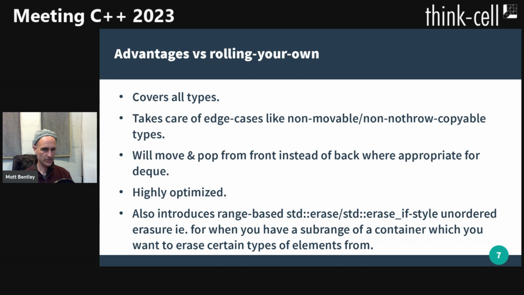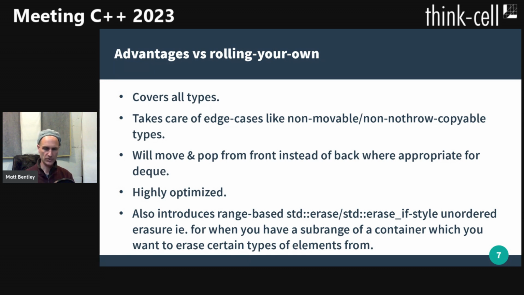So the advantage of using what I've done over rolling your own templates, which is fine, is that it takes care of edge cases like non-movable and non-no-throw copyable types. In those cases, it will allocate a temporary buffer in case there's an exception during the copy process, in which case it'll copy the elements that were going to be erased back into place. It's also optimized for deques, so it'll move and pop from the front instead of the back where appropriate. Highly optimized, it uses memcpy when the type is trivial, that sort of thing.